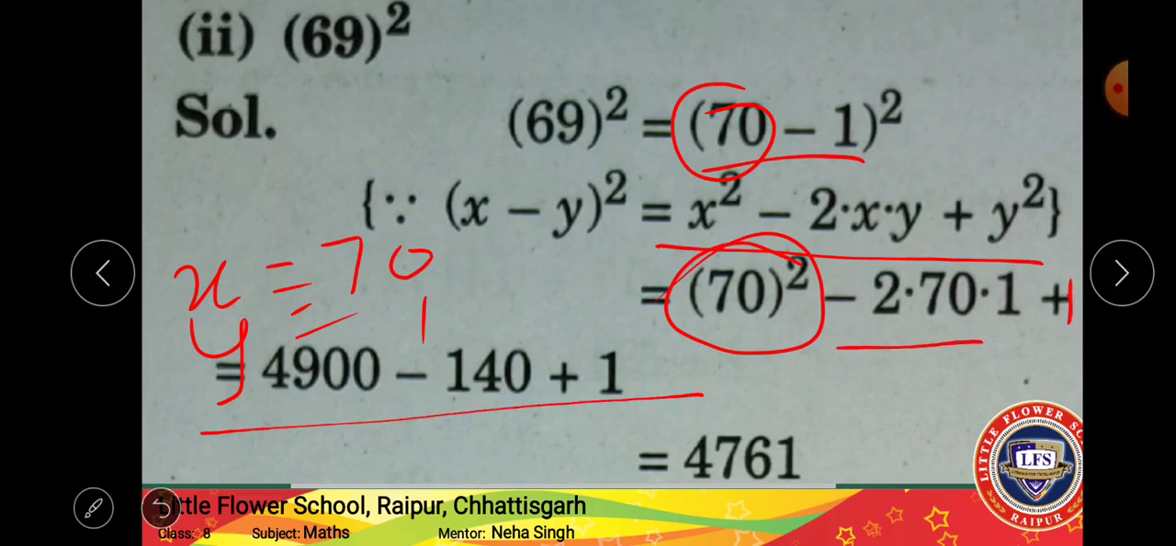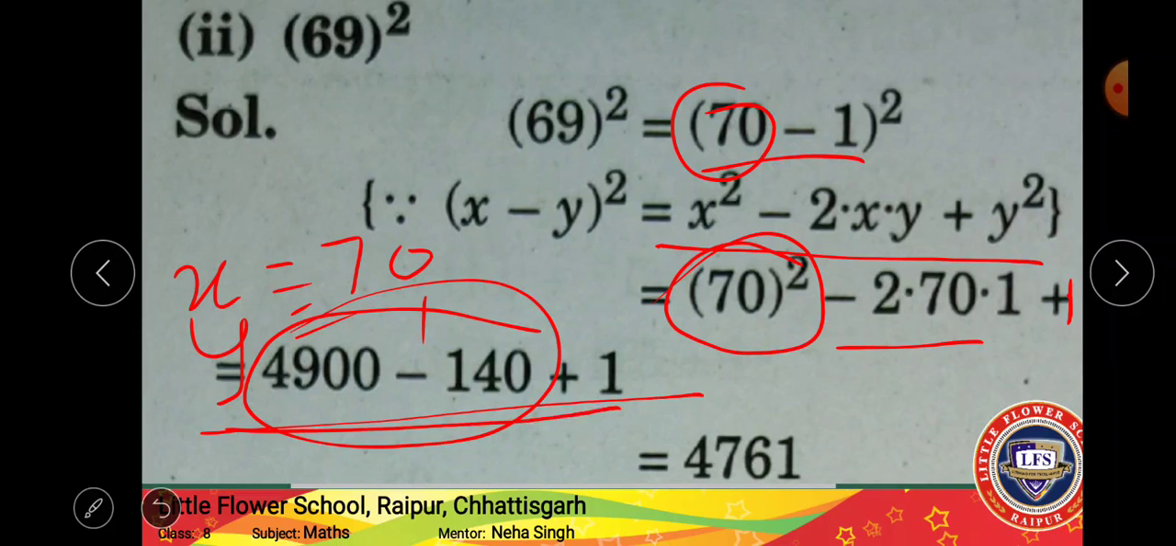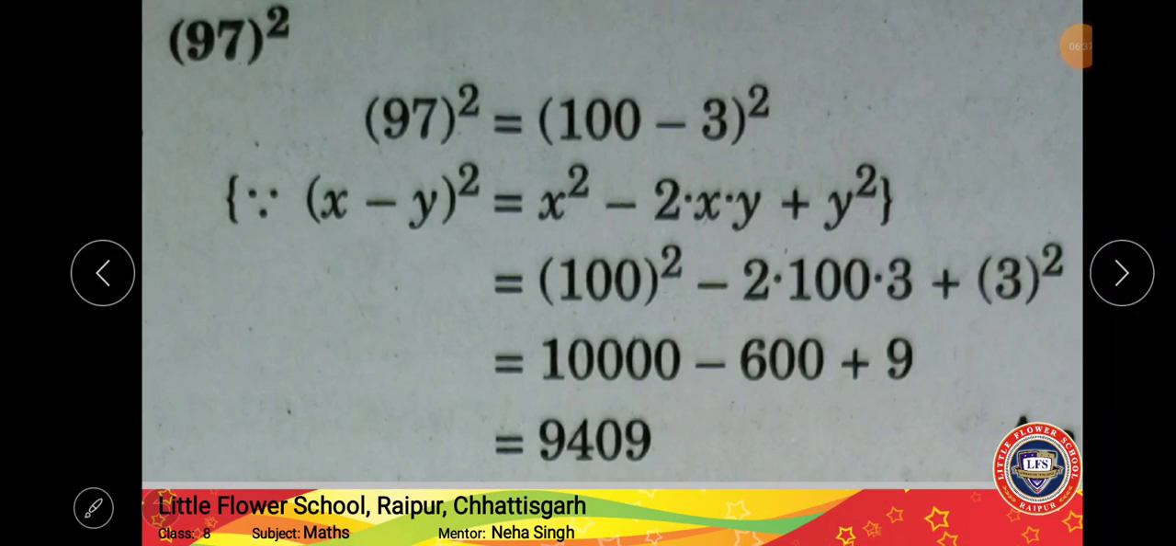And plus 1. So while subtracting, we'll subtract 4900 minus 140 and add 1. So the answer is 4761. Understood?